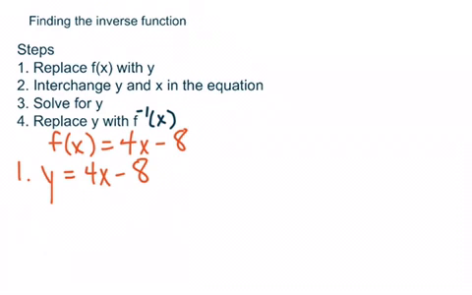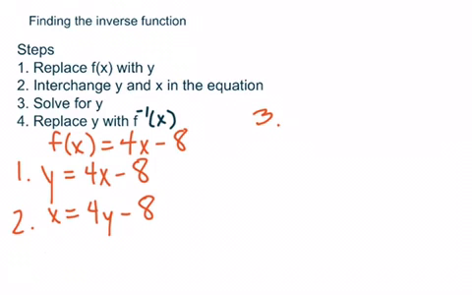Then for step number 2, we are going to interchange the x and the y. In other words, they just switch spots. Once we do that, we move into step number 3. Step number 3 is a little more involved. For step 3, we're going to actually solve for y.